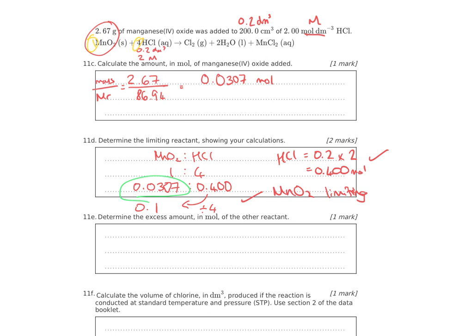Determine the excess amount in moles of the other reactant. So my HCl is in excess. So 0.0307. I'm going to need to use my calculator anyway. Times by 4 is going to be 0.123 moles. So that's how much HCl would have reacted. So how much have I got left over? Well, I started with 0.4. I used up 0.123. So I have left over 0.277 moles of HCl. Okay.